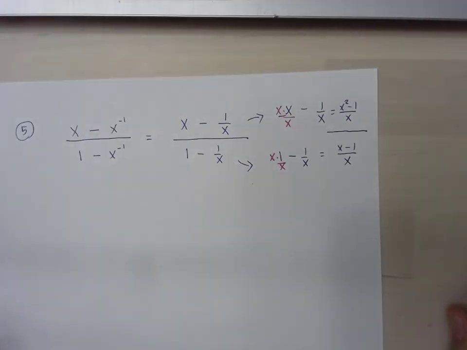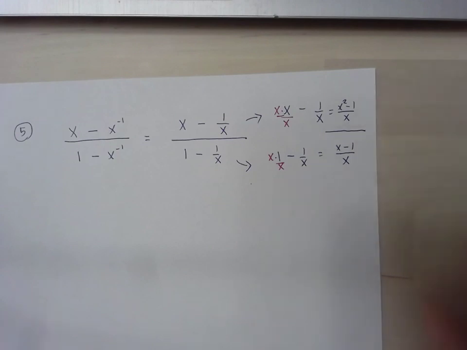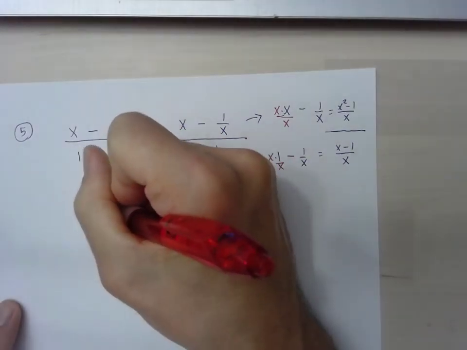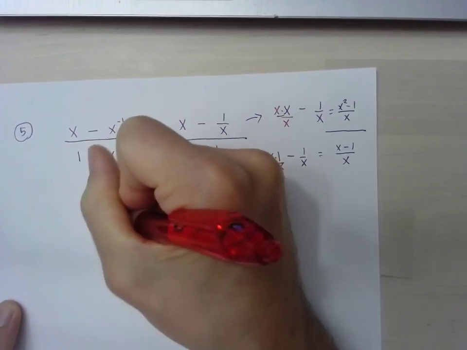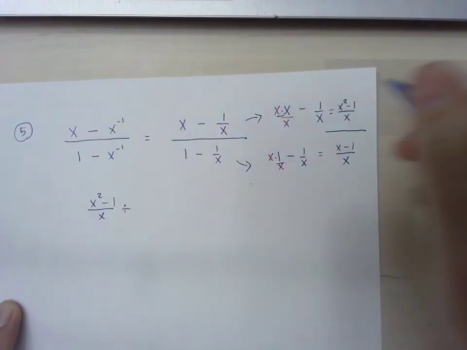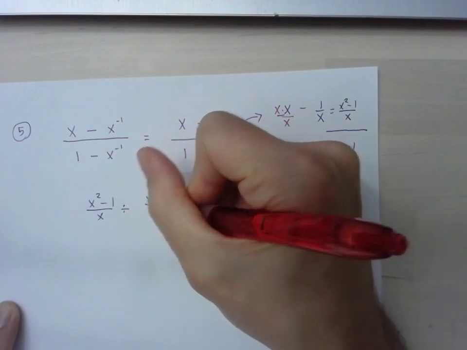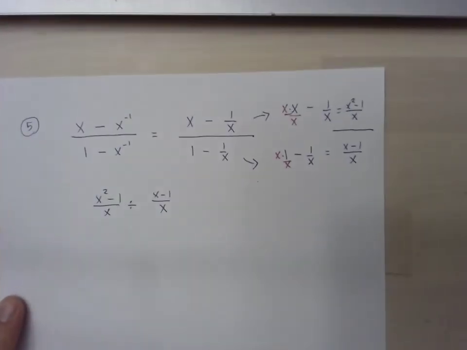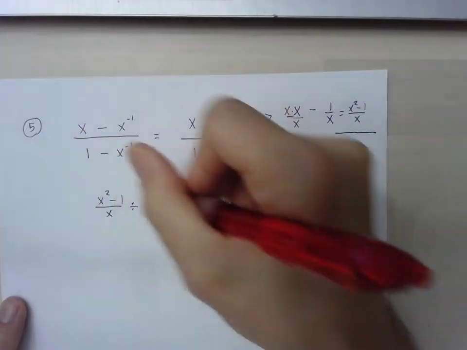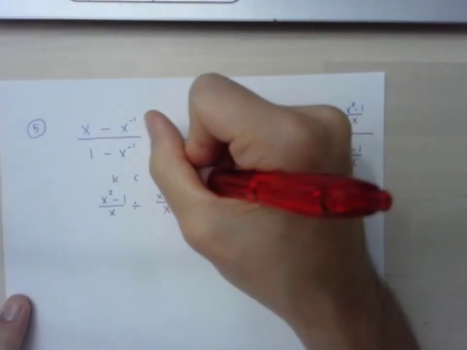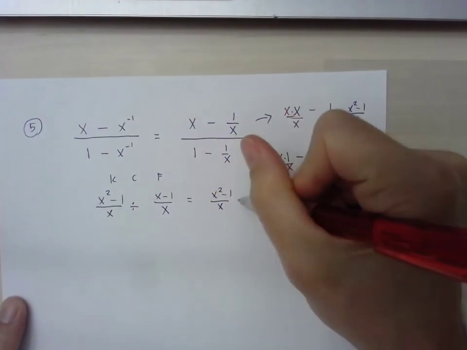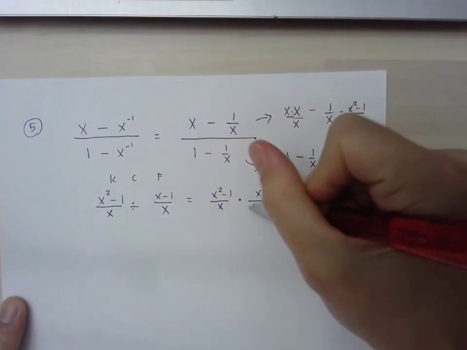And so this is a problem like yesterday. This is a division problem, so we can write that as a keep, change, flip. If I think of that fraction bar as the division sign, and I do keep, change, flip, then that's going to be x squared minus 1 over x times x over x minus 1.